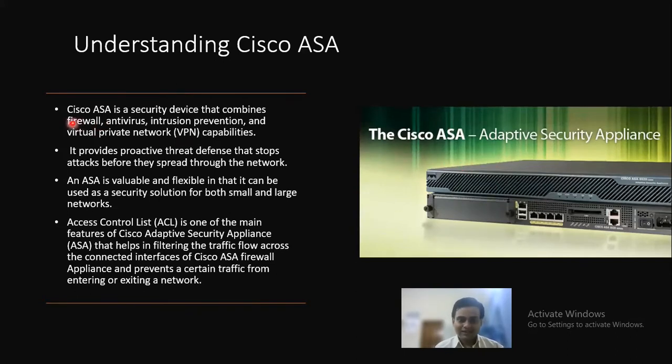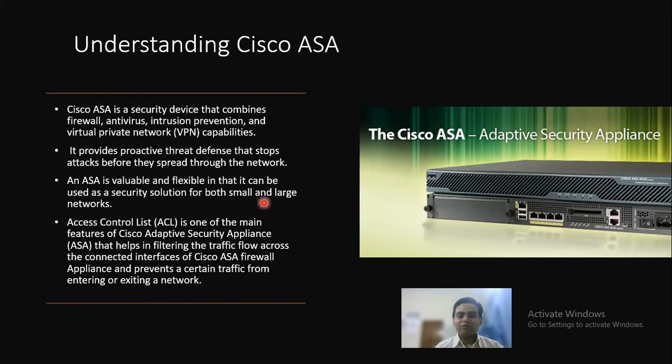Cisco ASA is a security device that combines firewall, antivirus, intrusion prevention, and VPN capabilities. As I said, it is a security appliance. It is not just a firewall device. It provides proactive threat defense that stops attacks before they spread through the network. An ASA is valuable and flexible in that it can be used as a security solution for both small and large networks. As I said, it can be heavily customized, based on the requirements.